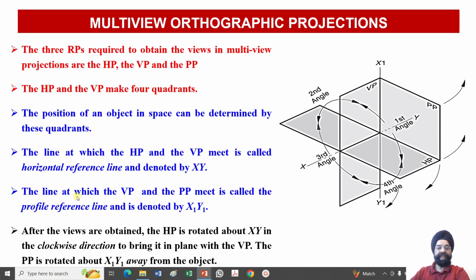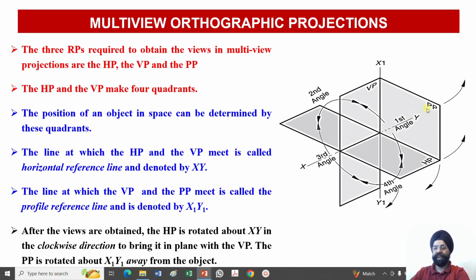The line at which the vertical plane and the profile plane meet is called the profile reference line, and again it is a hinge and it is denoted by x1 y1. Here you can see this is my second reference line. x1 y1 means that this is the line which is the intersection of the vertical plane and the profile plane.